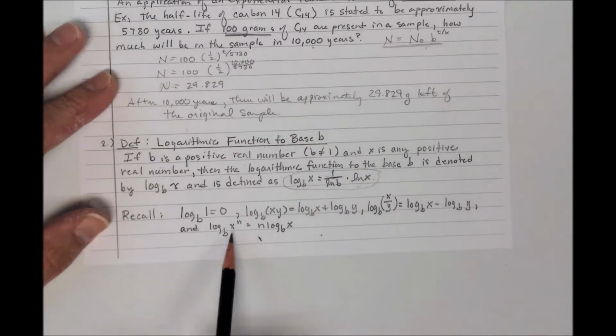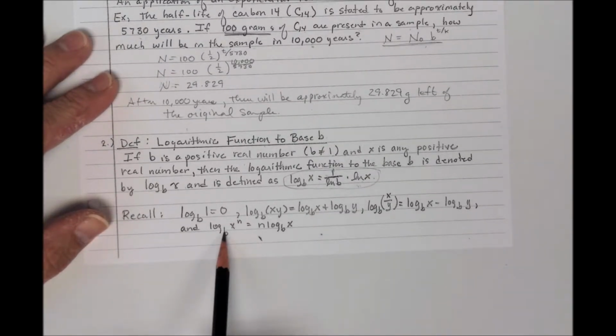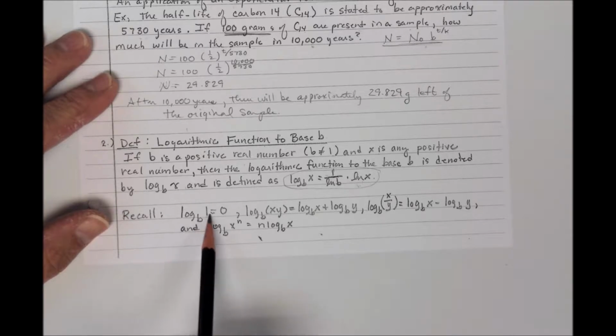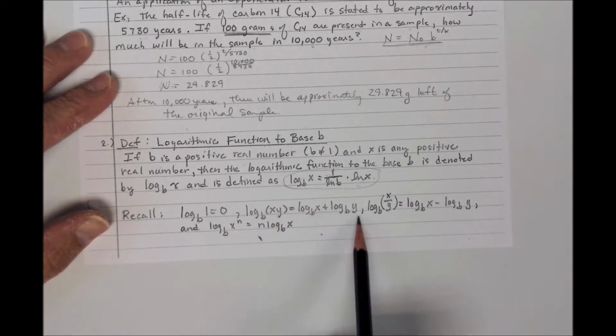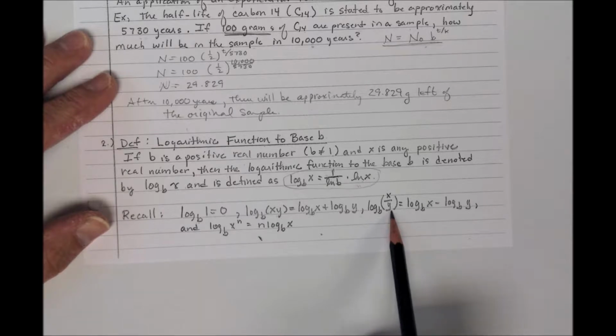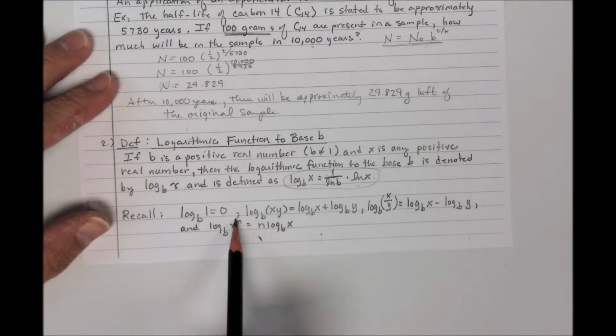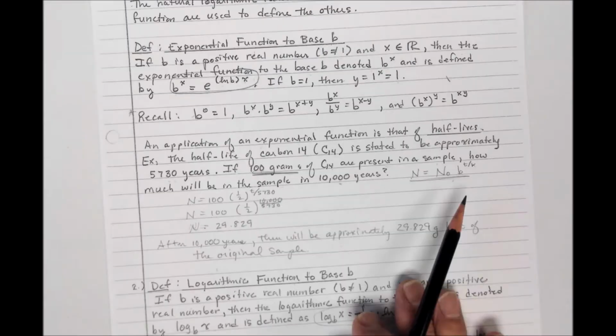Some more properties here of base b logarithms. Log base b, that's for any positive base not equal to 1, of 1 is equal to 0. The log base b of a product is equal to the sum of the logs. Log base b of a quotient is equal to the difference of the logs. And of course the one with the exponent, where we bring that out in front. All right.